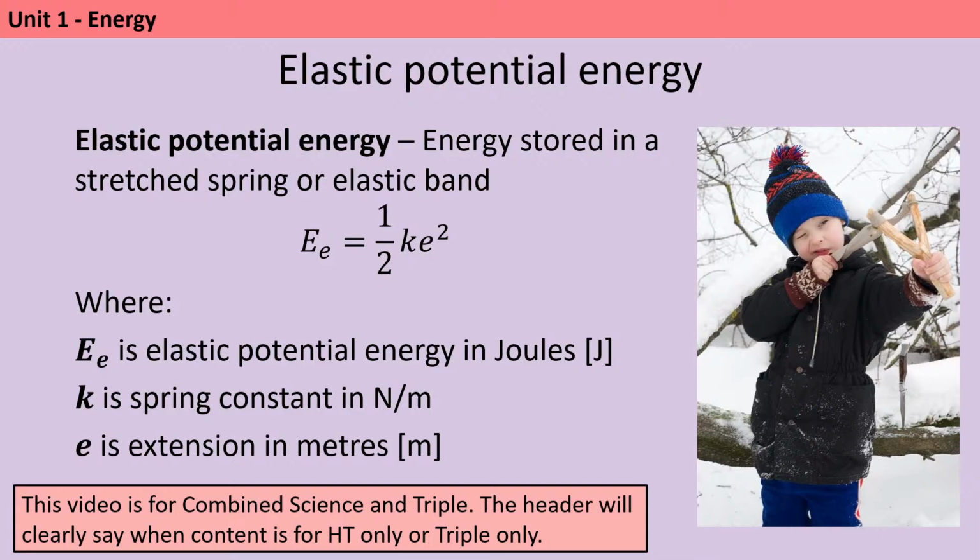The elastic potential energy equation also has a squared sign, and again it only refers to the final letter. And here you need to watch out for the fact that the extension needs to be in metres in order for the calculation to give the correct answer. If we were asked to calculate one of the other terms, such as spring constant, then you can either rearrange the equation or substitute. Both methods are creditworthy.